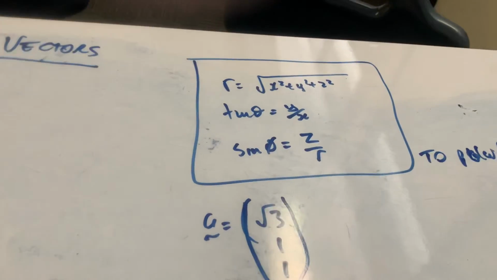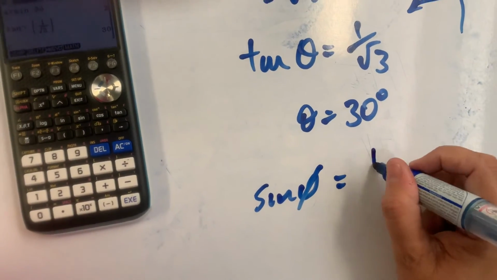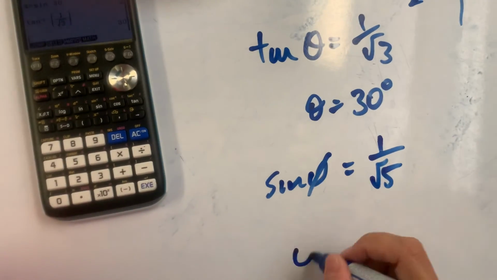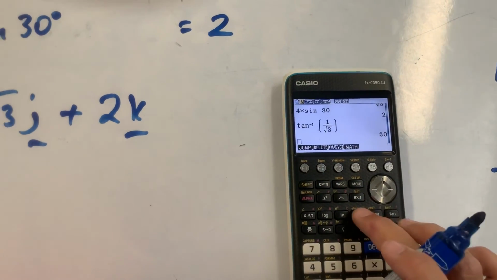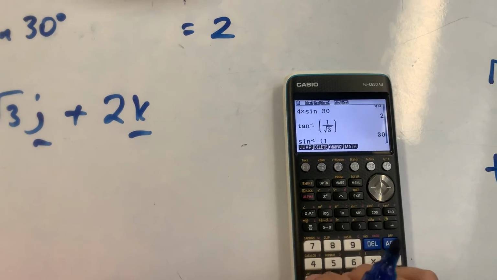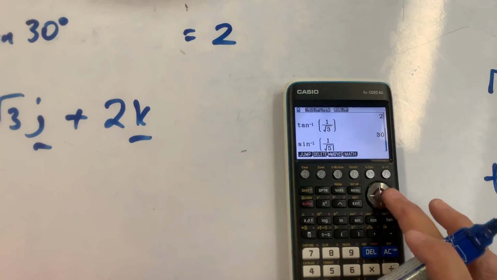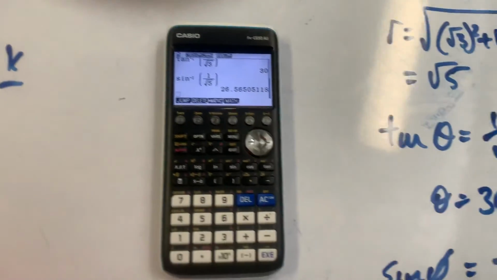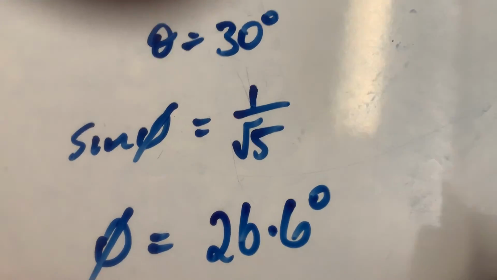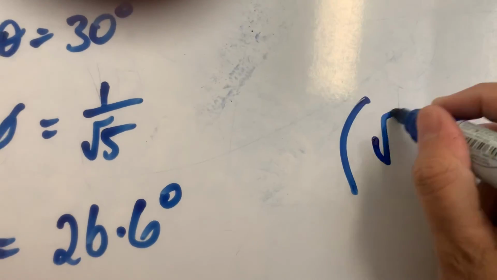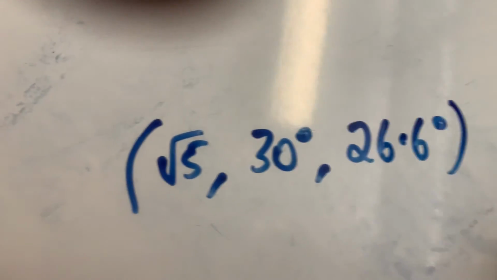And then for the altitude, sine phi is z on r. So that's 1 on root 5. So we're doing that straight on our calculator. Shift sine in brackets 1 divided by square root of 5. Close my brackets. And I got about 26.6 degrees. So in polar form, I'm writing that as root 5, 30 degrees, 26.6 degrees, and that's in polar form.